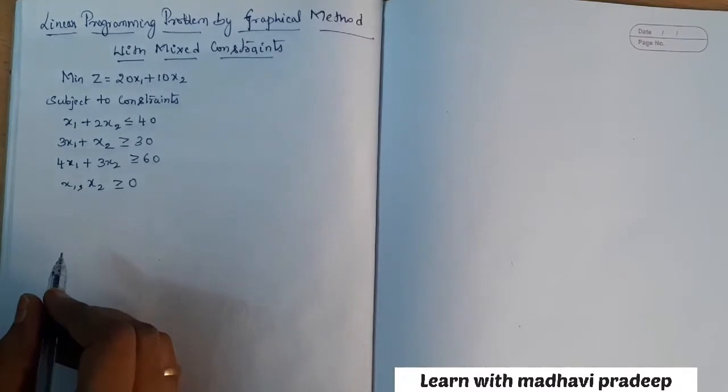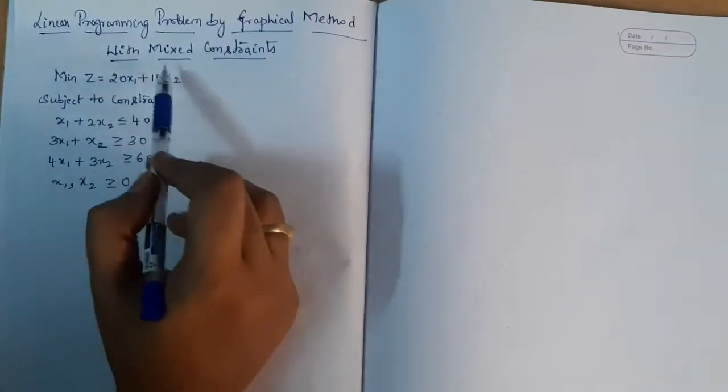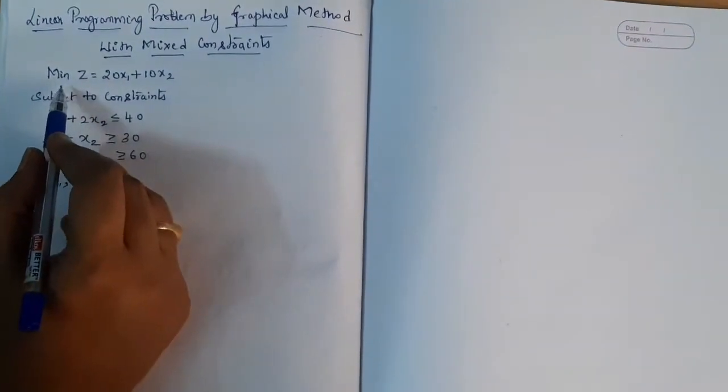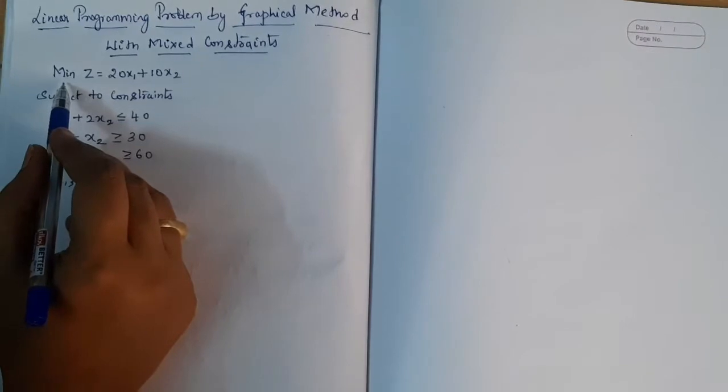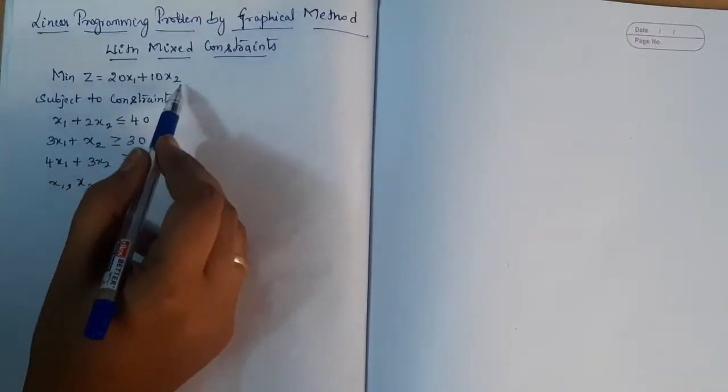In today's video, I'm going to solve LPP problem by graphical method with mixed constraints. The problem type is minimization problem. So the objective function min z is equal to 20x1 plus 10x2.